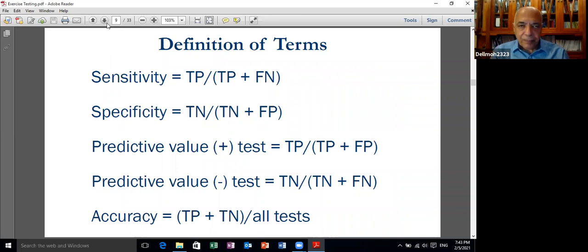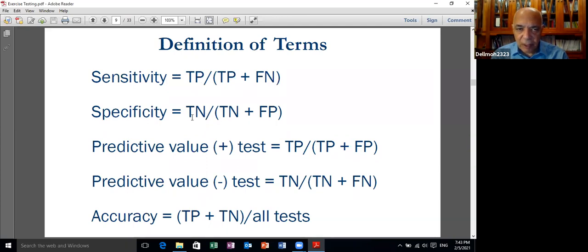Here we go. These definitions are extremely important. The sensitivity is the true positives divided by the true positives plus the false negatives. So I wanted to call your attention to the fact that if you decrease the false negatives, you increase the sensitivity. In other words, a very sensitive test has no false negative results. So with a very sensitive test, if you get a positive result, it's a true positive, because the false negative is zero. So as you increase the sensitivity, you decrease the false negative results. Specificity is the true negatives divided by the true negatives plus the false positives.